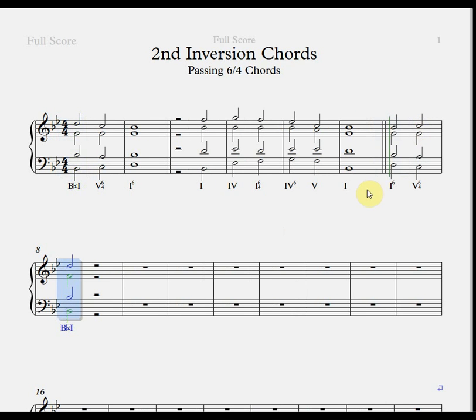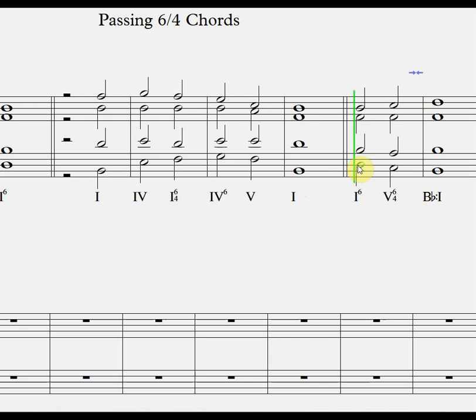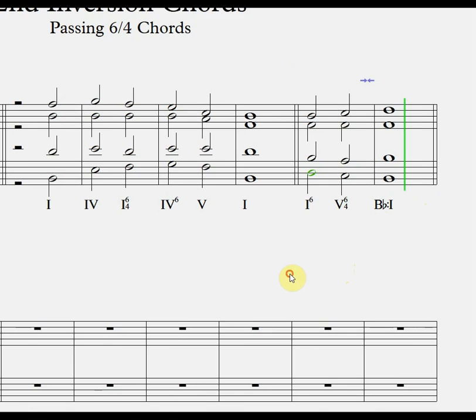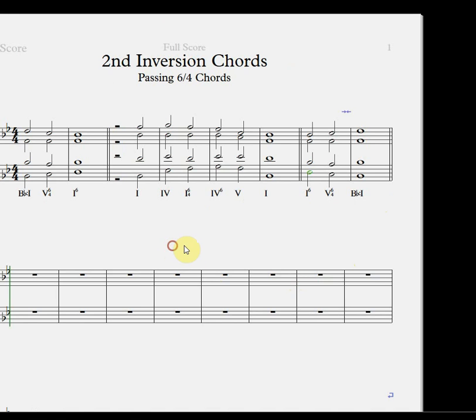So this time we're going to start with the tonic chord in first inversion and end with it in root position. Let's hear how that sounds. So again, it's a very effective progression.